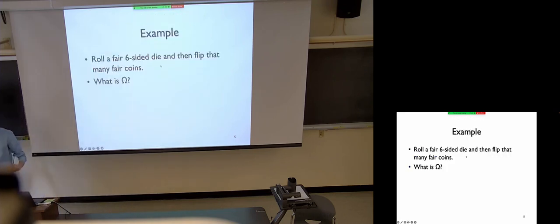So let's take an example. What if we roll a fair six-sided die and then flip that many coins? Let me repeat. We first roll a die, and then we flip coins. We roll a die and then we flip that many fair coins. So if we roll a number 2, then we flip 2 coins. If we roll number 4, then we flip 4 coins.